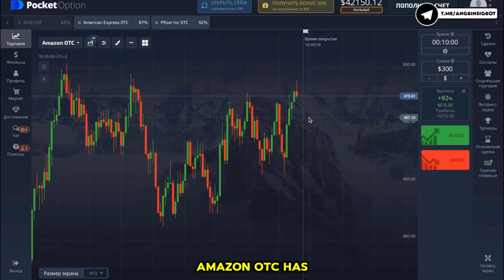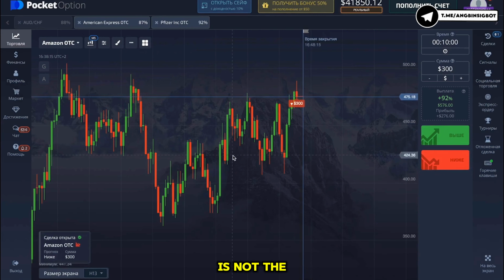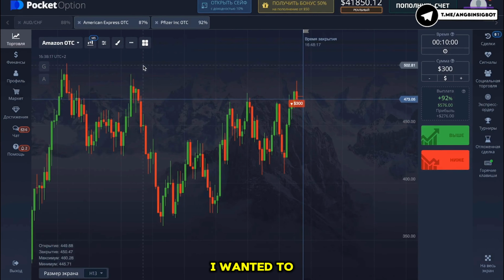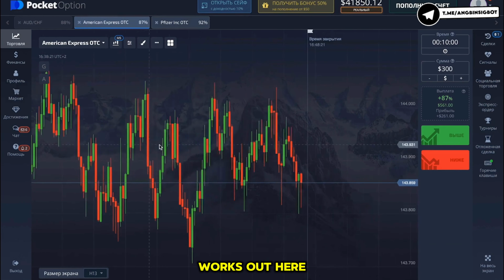So friends, Amazon OTC has a very strong resistance level, multi-hour. We are entering here down for 10 minutes. I think 5 minutes won't have enough activity. The entry point is not the best. I could have entered on the touch. I wanted to enter even higher, but unfortunately I entered late. I hope everything works out here.